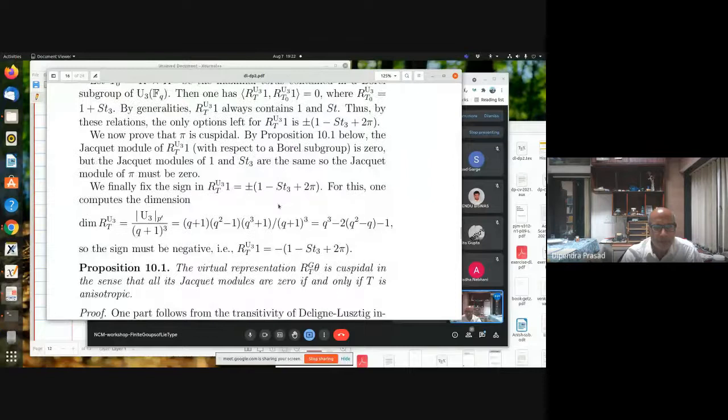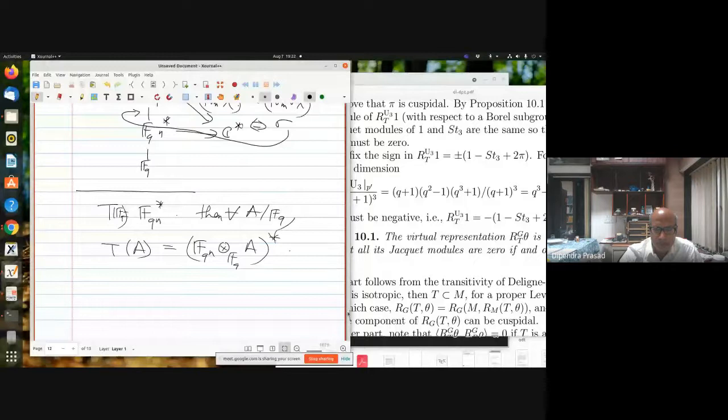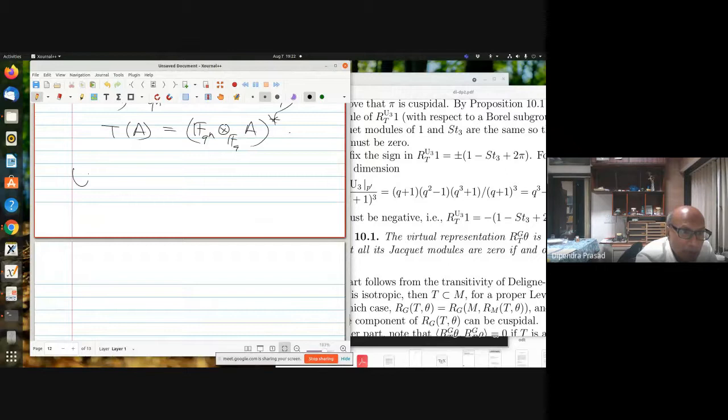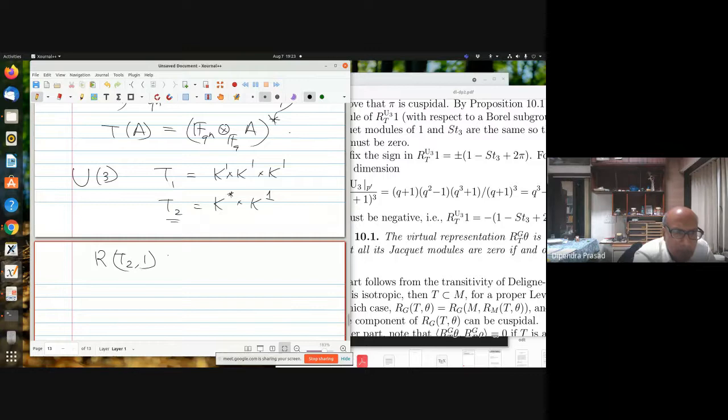Just to say, in the U3 example, I was looking at two tori. T1 is equal to K1 cross K1 cross K1, and T2 is K star cross K1. This one is contained inside a Borel, and therefore this gives rise to a principal series, and R_T2(1) one can check is 1 plus Steinberg, because here the Weyl group is of order 2 for the torus T2, so it will be only 2, whereas R_T1(1), because it is supposed to be orthogonal to this, is 1 minus Steinberg plus something more, plus minus, and that is 2 times pi 2.